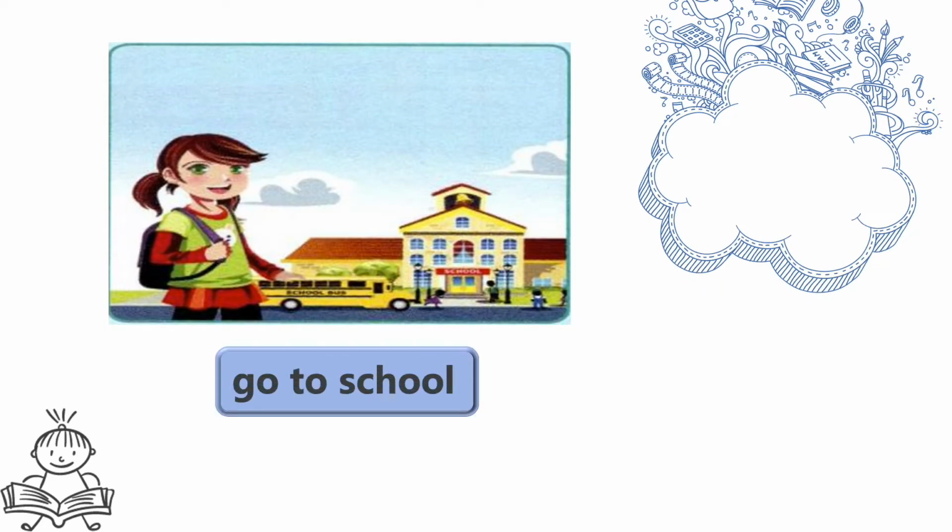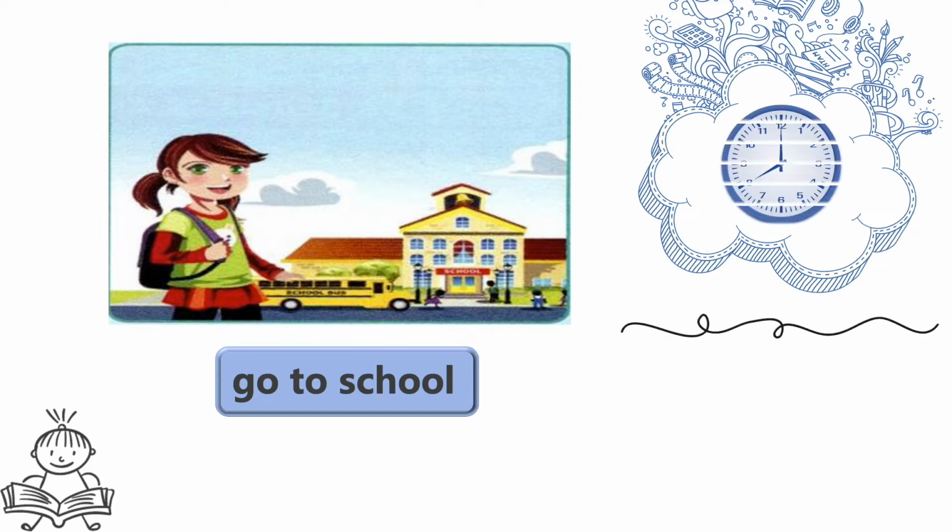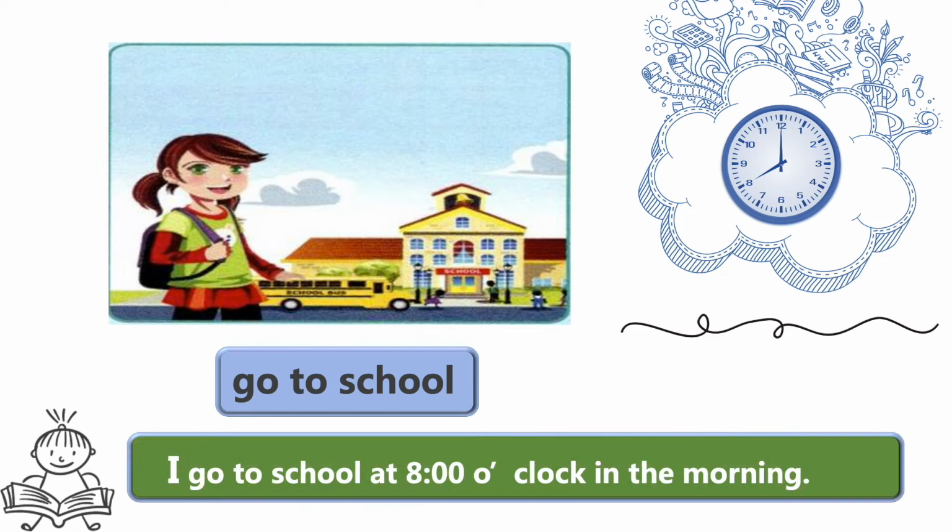Go to school. Follow after me. Go to school. If I make this in a sentence, I go to school at 8 o'clock in the morning. Again, I go to school at 8 o'clock in the morning.